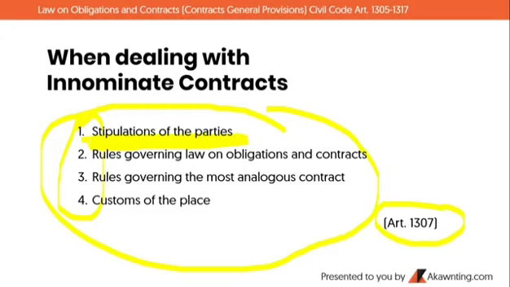As long as hindi siya bawal or hindi siya pinagbabawal sa batas, hindi siya against sa morals, hindi siya against sa public order, public policy, and good customs, di ba? So, okay lang siya. Okay? Masusunod yung stipulation ng mga parties. Okay? However, pag hindi masyadong malinaw yung stipulation ng mga parties, punta tayo sa number 2, rules governing obligations and contracts.